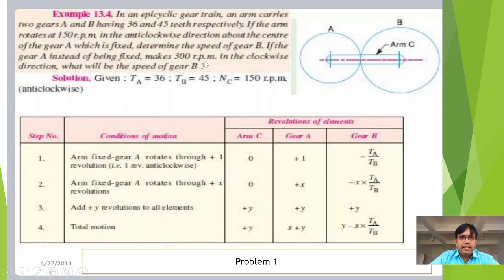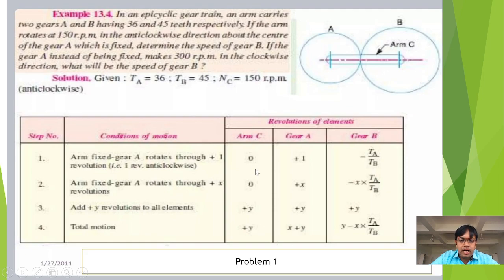What is the second condition in the problem? If the gear A, instead of being fixed, makes 300 RPM clockwise. In the first condition, gear A is fixed, therefore x plus y is 0. In the second condition, gear A makes 300 RPM clockwise, and clockwise means negative. Therefore, the total motion of gear A, x plus y, is equal to minus 300.